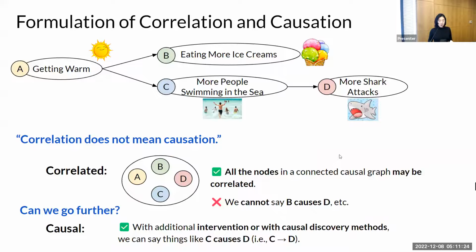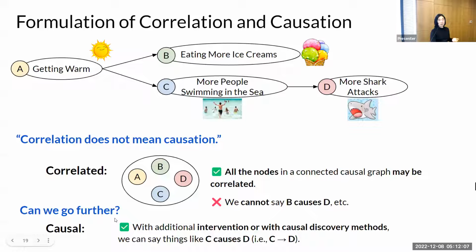So when we are trying to formulate correlation and causation, we know the statement that correlation does not mean causation. In this specific case, if we give names to all of these variables, A, B, C, and D, we would say that they are in a connected causal graph. So there's a pool of variables. And in a lot of cases, all the nodes in a connected causal graph may be correlated. However, if we use the principle of taking any 2 of the variables like B and D, we couldn't say B causes D.